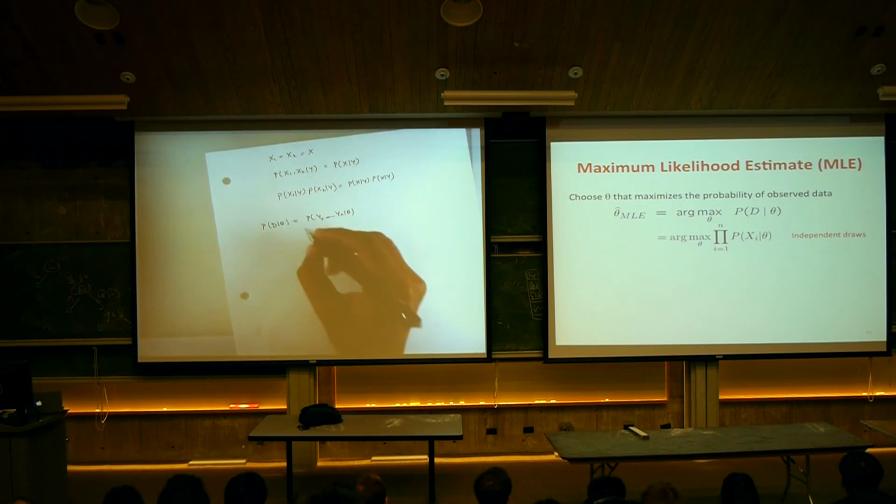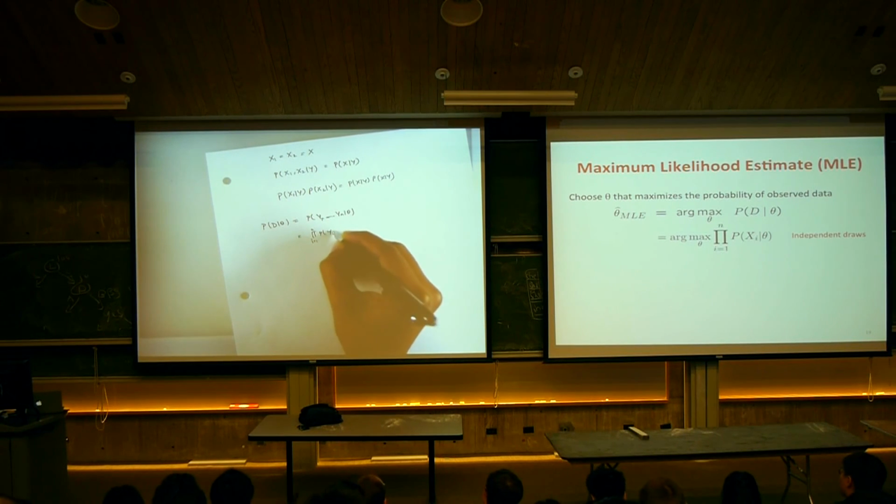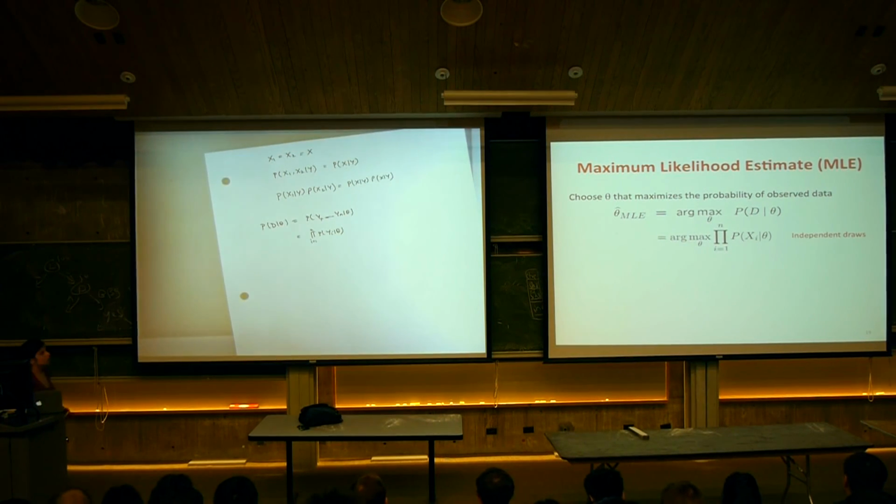And why can I write it like this? In that step, why is this first step valid? Because we said that all the yi's are drawn independently. They are all independent draws, and this is the joint distribution. If the events are independent, it's just a product of the marginal distributions. I hope people get this, just from independence.